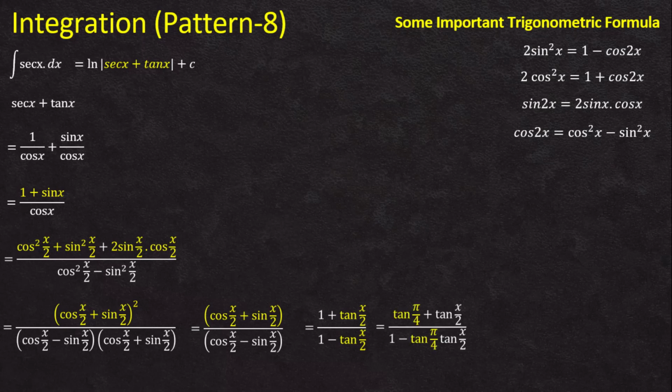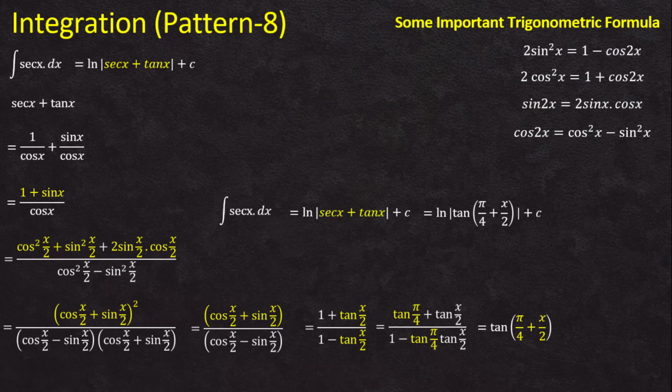Now this tan pi by 4 plus tan x by 2 divided by 1 minus tan pi by 4 into tan x by 2 is the formula of tan of pi by 4 plus x by 2. So this sec x plus tan x can be written as tan of pi by 4 plus x by 2, and the result of integration of sec x will be ln of tan of pi by 4 plus x by 2 plus the integration constant c.